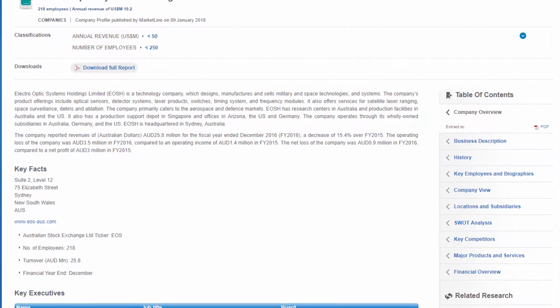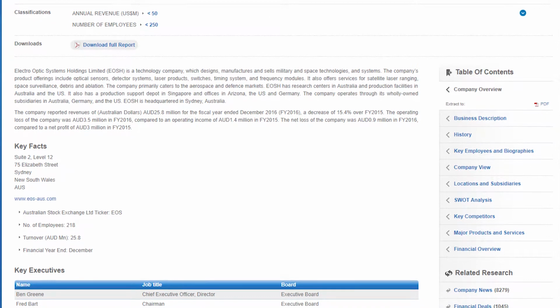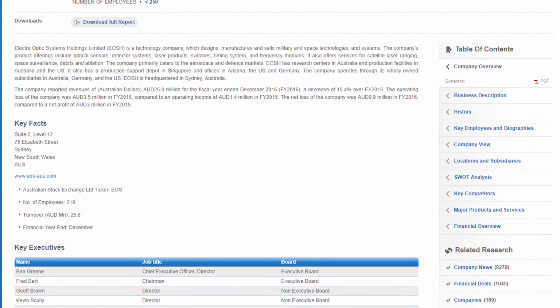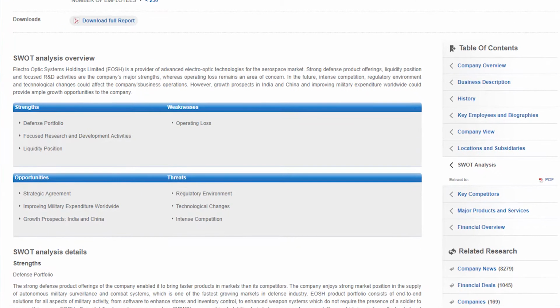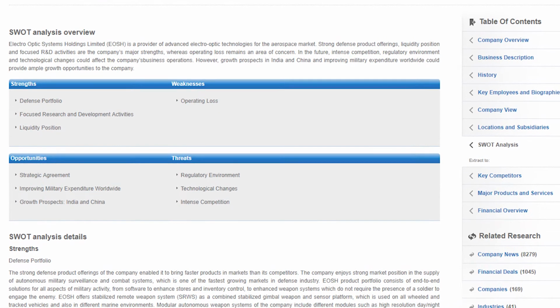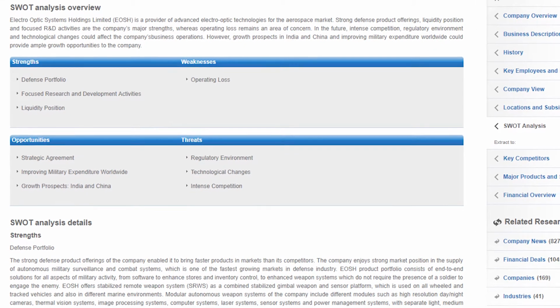In my study, we use MarketLine to find company information. Here we can see how the company performs, get a Porter's Five Forces so we can see how attractive their business is, and also get a SWOT analysis so we can see how the company performs, and also which opportunities and threats there are in the industry.